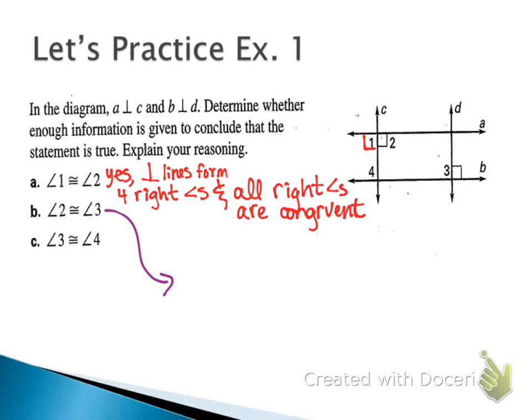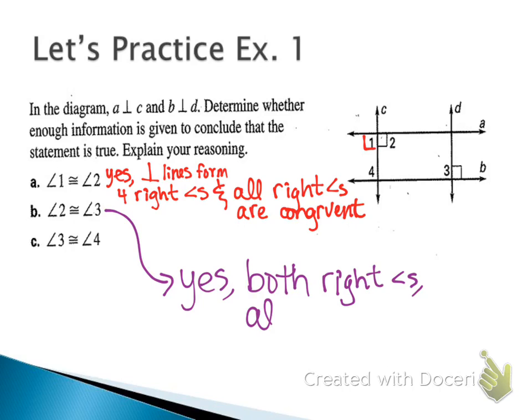What do we think about angles 2 and 3? Are those congruent? So number 2, yes. Both right angles. All right angles are congruent. They're both right angles. All right angles are congruent. We can use the little symbol for congruence to shorten it up. Do we think angles 3 and 4 are congruent?